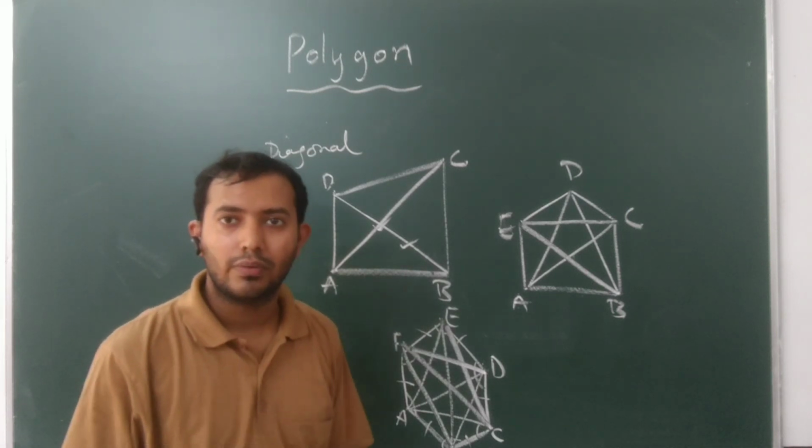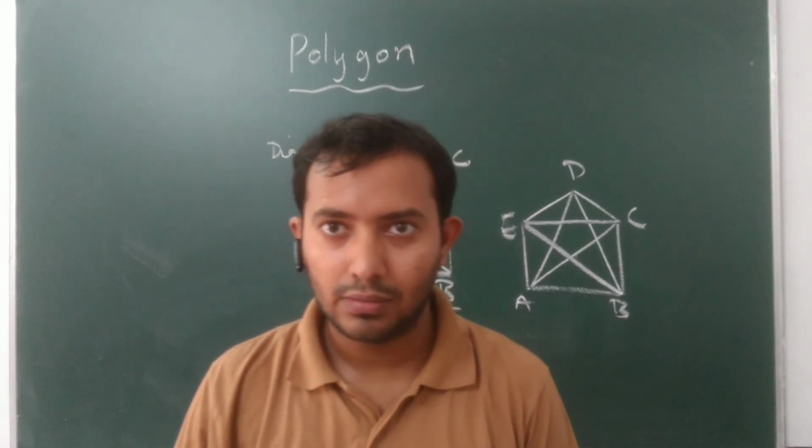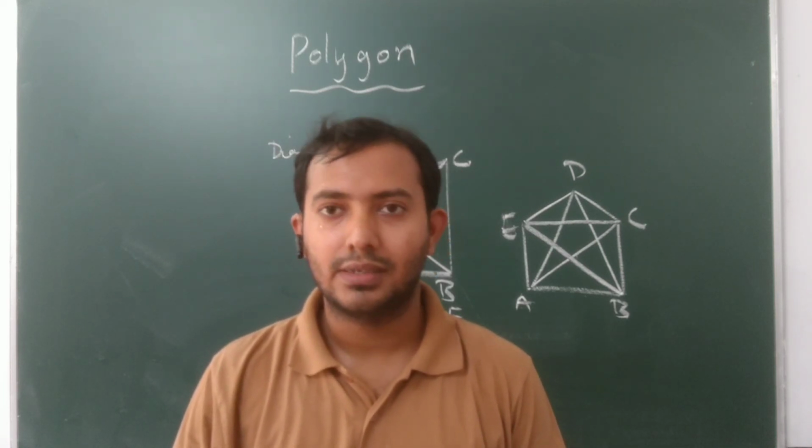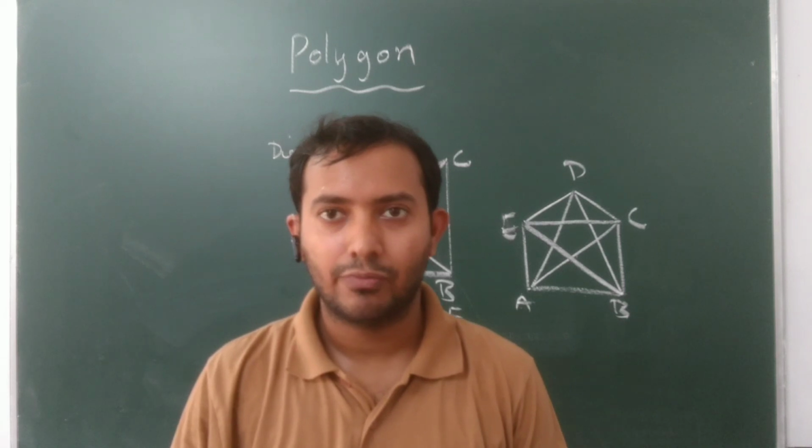Okay, I hope you have understood how to find diagonals and which are your adjacent angles, adjacent sides and adjacent vertices. Thank you. Thank you all.